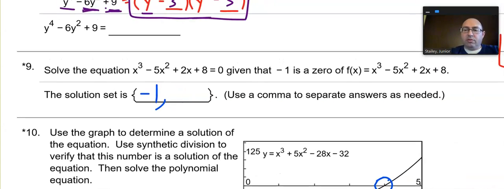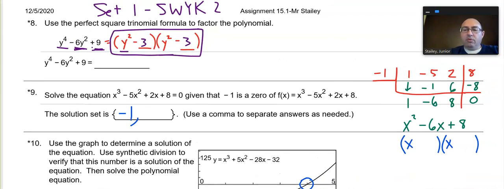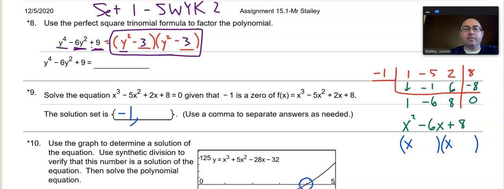Oh yeah, we got more work to show here on question 9. All right, so solve the equation. Given that -1 is a 0, look, there was a hint. If they gave me a hint, I'm going to use that hint. In other words, I'm going to go to synthetic division and work this out. We always drop down the first one and make sure there's no missing terms. So I got a 1, -5, 2, 8 across the top row.